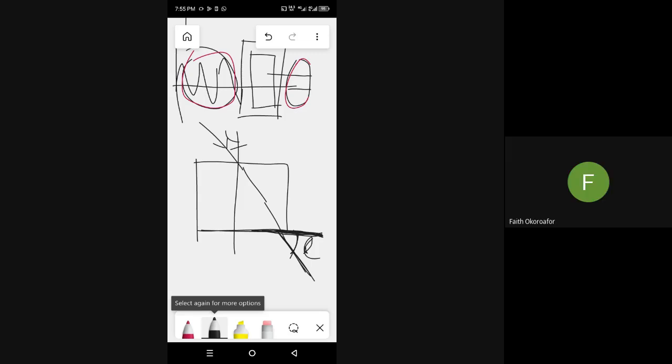Sir, will we turn the protractor upside down? Yes, you turn the protractor upside down. The most important thing is to make sure that the middle point of the protractor is here. Do you see where I circled with red ink? Yes, sir.